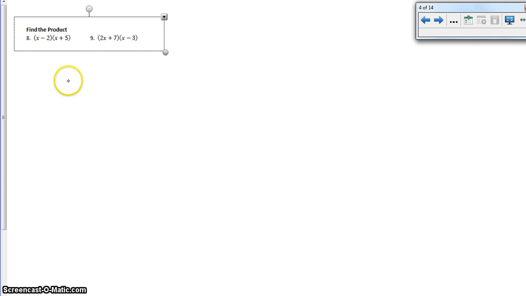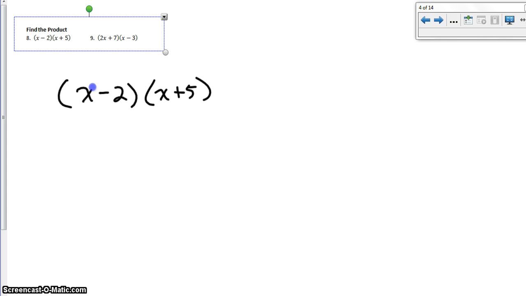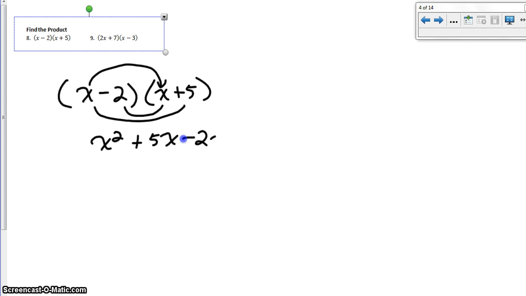Now, find the product. Most of you, when you found the product for this one, used the FOIL method, and using FOIL is fine. First times first, x times x is x squared. Outer, x times 5 is positive 5x. Negative 2 times x is negative 2x, and of course last, making the Charlie Brown, is negative 10. Now if you left it like this, you did not combine like terms, which means you did lose a point.